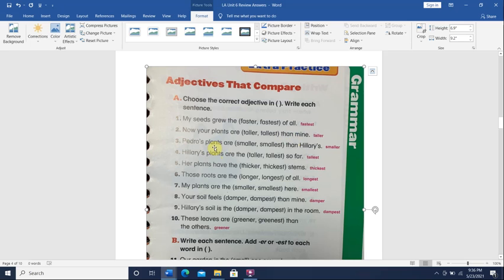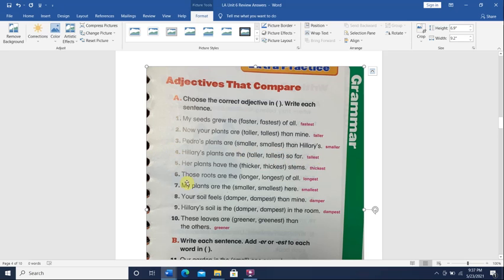Number 3. Pedro's plants are blank than Hillary's. How many plants am I comparing? Pedro's and Hillary's. So what will I choose, ER or EST? ER. Pedro's plants are smaller than Hillary's. Okay, number 4. Hillary's plants are the taller or tallest so far. So far means I'm comparing Hillary's plants to all the other plants. So Hillary's plants are the tallest so far.